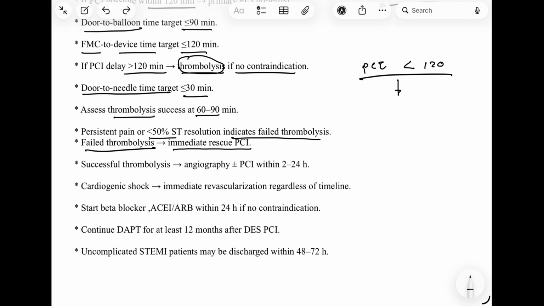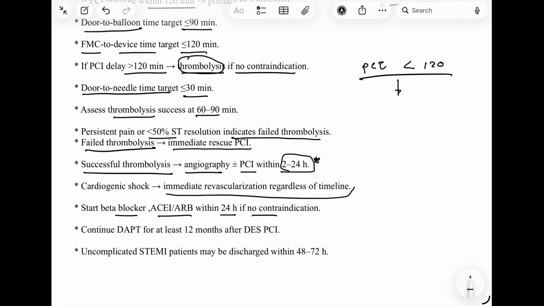Right? And if there is a successful thrombolysis, then what? Then we will go for angiography and PCI within 2 to 24 hours. Right? So if there is cardiogenic shock, there is immediate revascularization regardless of the timeline. Right? There is also a timeline to start beta blocker, ACE inhibitors, and ARBs, and it is 24 hours if no contraindication is there. Also, we have to continue dual antiplatelet therapy for at least 12 months after DES PCI, and uncomplicated STEMI can be discharged within 48 to 72 hours.